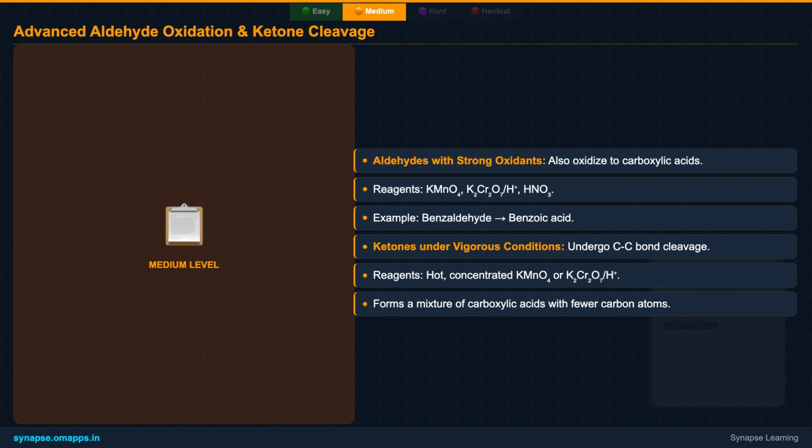Ketones, as we know, need a tougher approach. Under vigorous conditions, like hot, concentrated KMnO4, their carbon-carbon bonds break, leading to a mixture of smaller carboxylic acids. This C-to-C bond cleavage is a key feature of ketone oxidation.